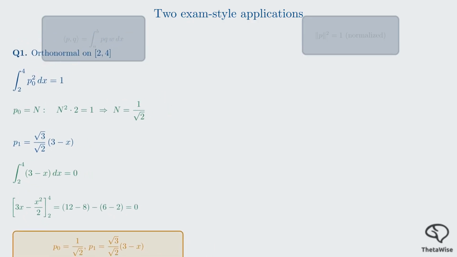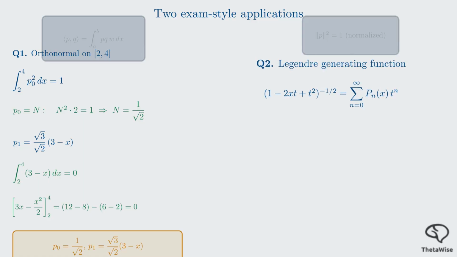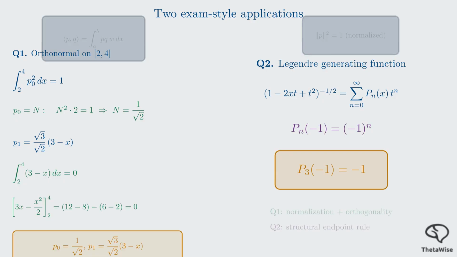The second question gives the Legendre generating function, 1 minus 2xt plus t squared to the power negative 1/2, and asks for p sub 3 of negative 1. We already know the endpoint rule p sub n of negative 1 equals negative 1 to the n. Therefore, p sub 3 of negative 1 equals negative 1, which is the correct choice. Notice how the first problem uses normalization and orthogonality directly, while the second uses a structural property extracted from the generating function family.